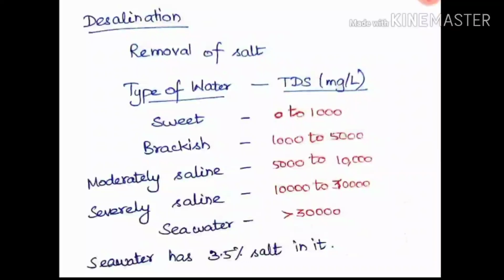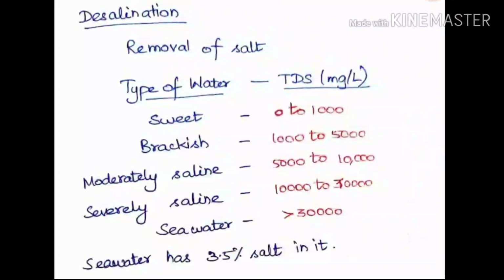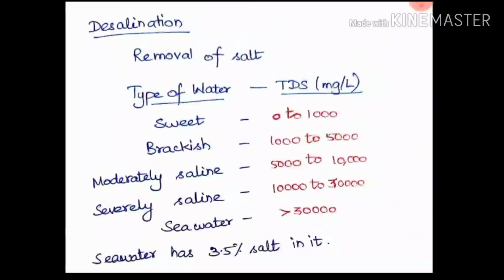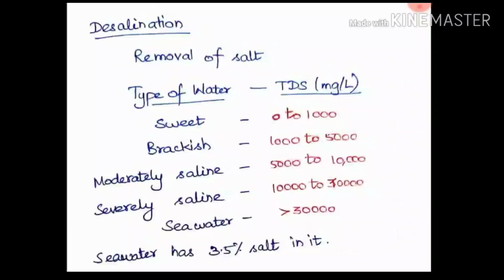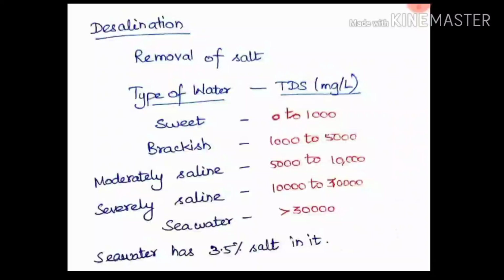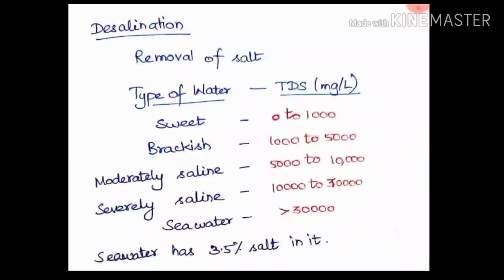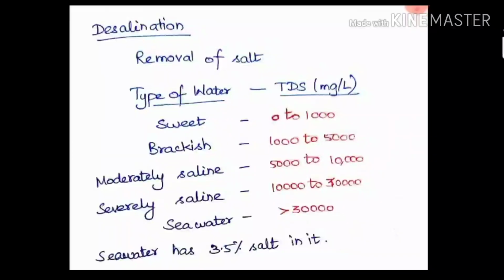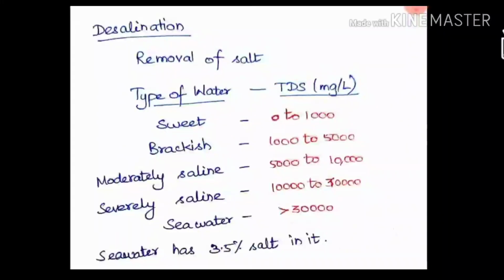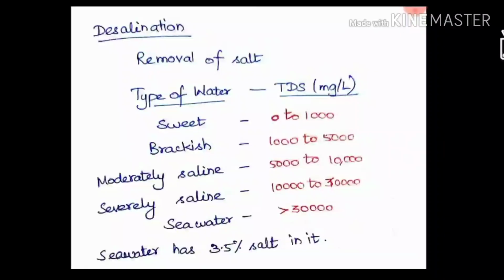For sweet water the TDS value is 0 to 1000 milligram per liter. For brackish water it is 1000 to 5000. For moderately saline it is 5000 to 10,000. For severely saline it is 10,000 to 30,000. And for seawater it will be greater than 30,000 milligram per liter. So the seawater has nearly 3.5% of salt in it.